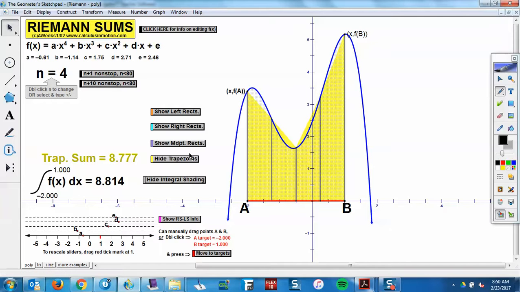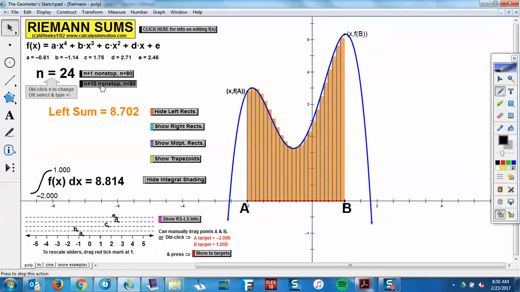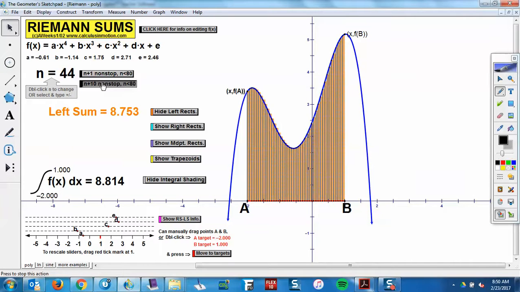And then of course, but here's the real secret. The real secret is if we do enough of them, it doesn't really matter.